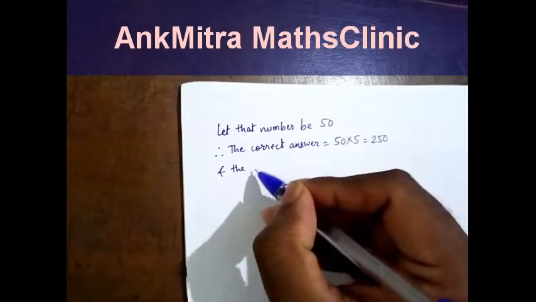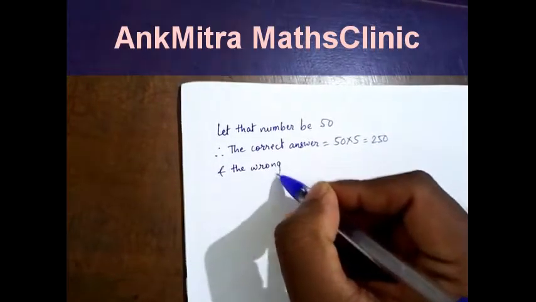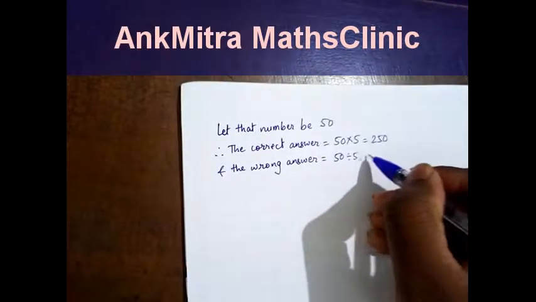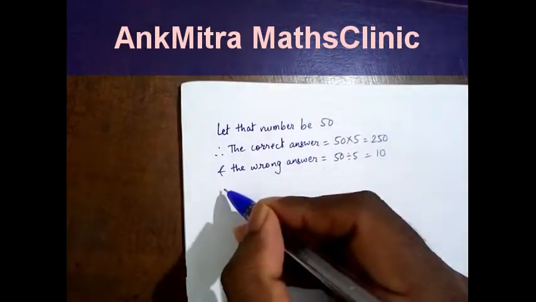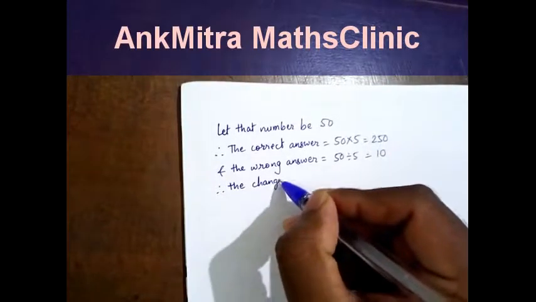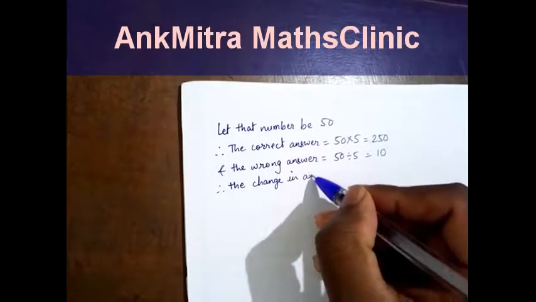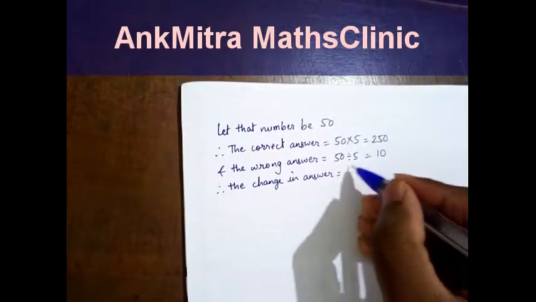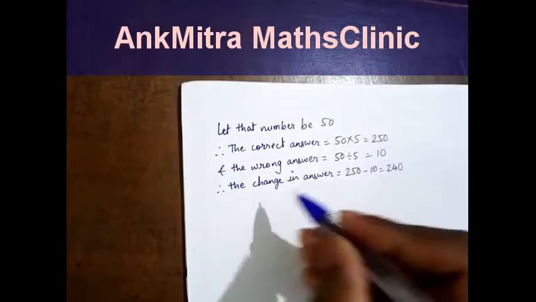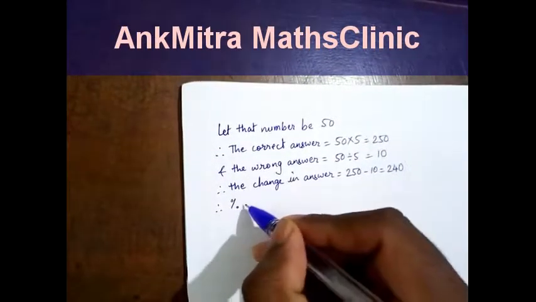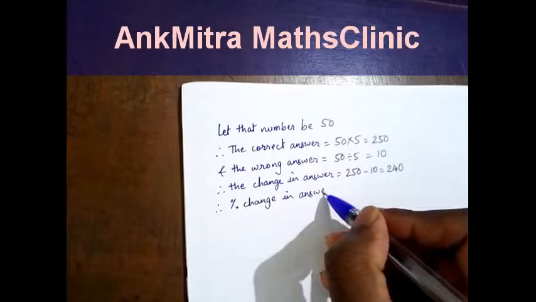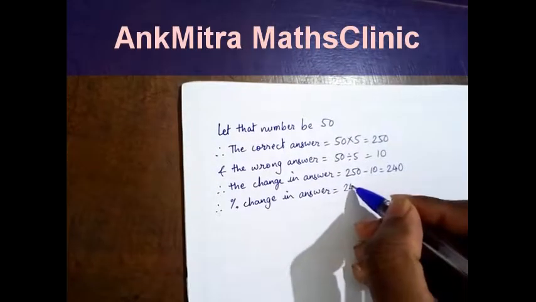and the wrong answer is 50 divided by 5, which is 10. Therefore the change in answer is equal to 250 minus 10, which is equal to 240. Therefore percentage change in answer is equal to 240.